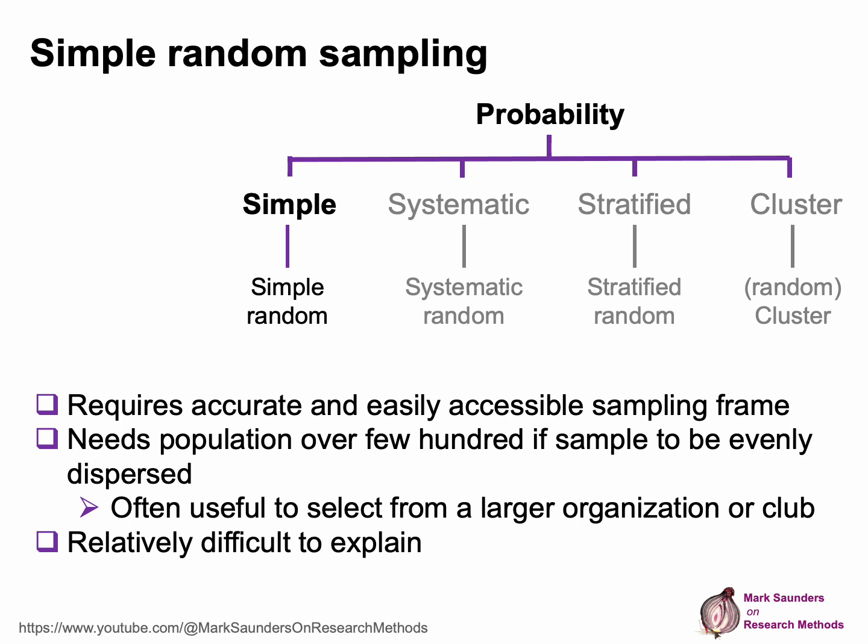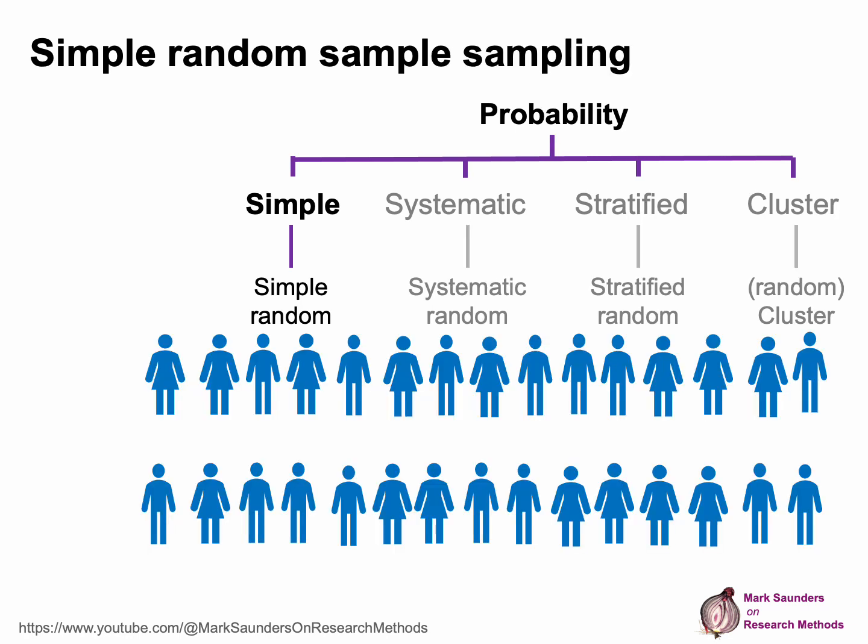It's often used to select samples from a larger organisation or club. And it's not that easy to explain if one's honest. So here we have a small, simple random sample of people, perhaps working for an organisation. Now, we're only using 30 for illustrative purposes, but as I said, this would normally be a few hundred.